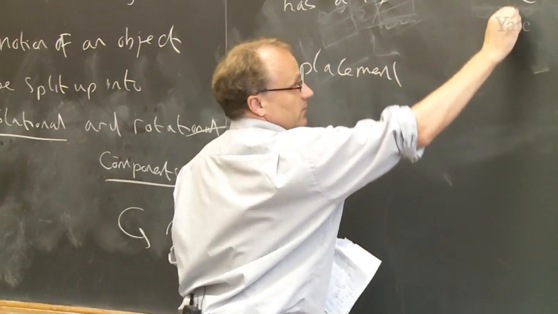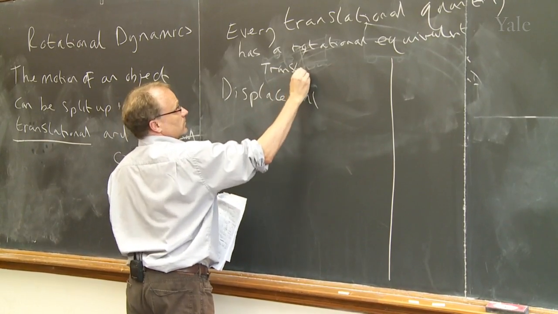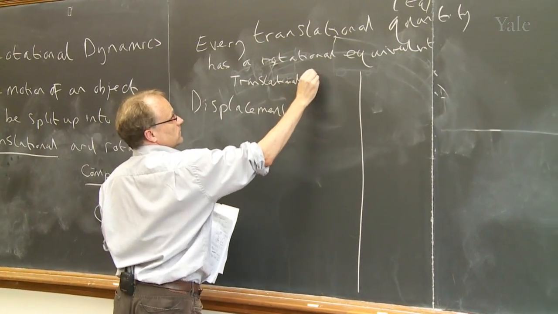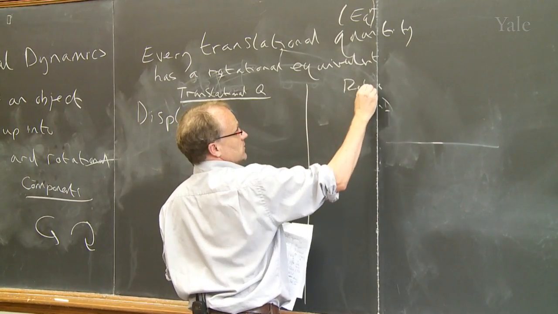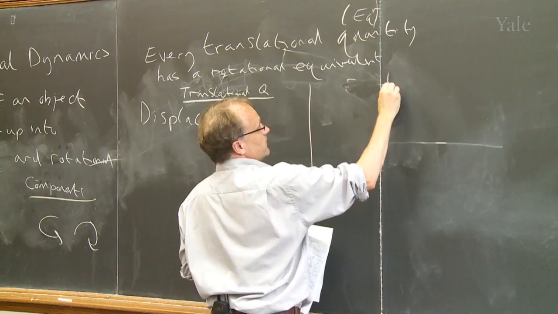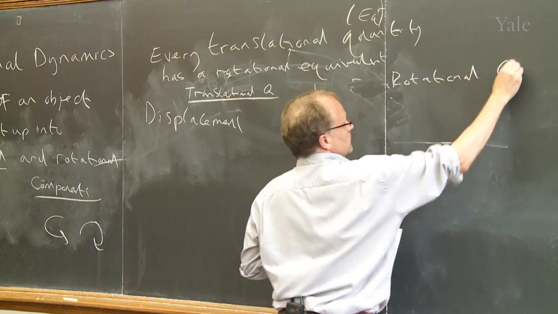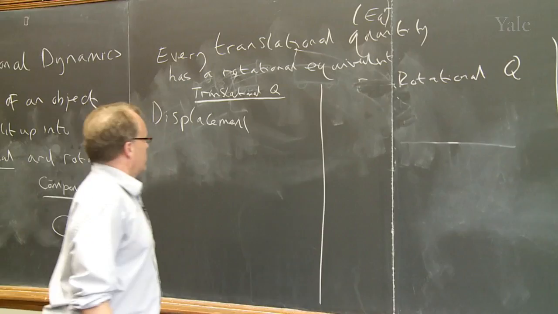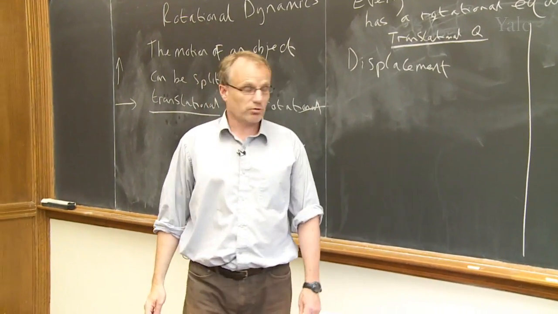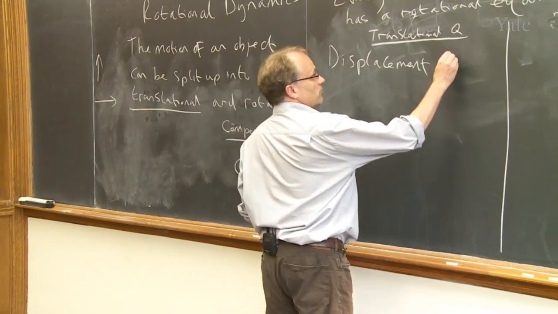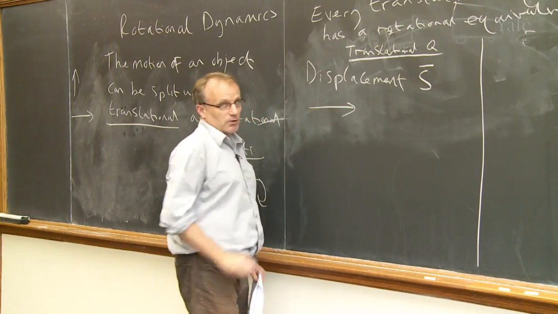So on this side, I'm going to have translational quantity. And over here, I'm going to have rotational quantity. And the first thing that we looked at when we looked at kinematics right at the beginning of this course was displacement. We used the symbol s, and that represents, for example, going from left to right.